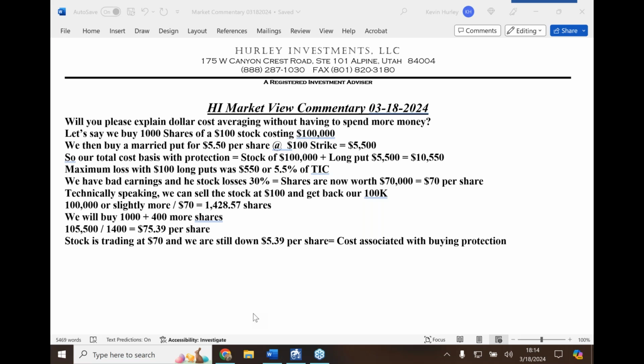And you are correct, Abraham. But this is how we're dollar cost averaging without having to spend more money. Once we get that long put in place, we're selling that long put. That long put might be worth $30,000. Take that $30,000 that long put is worth, divide it by the $70 a share, you come up with 428 shares, excuse me, and you're good to go.